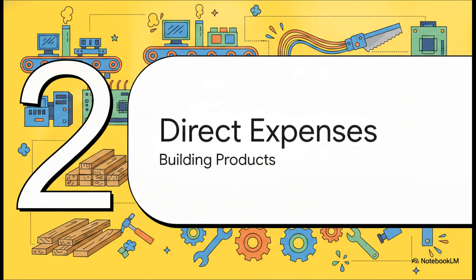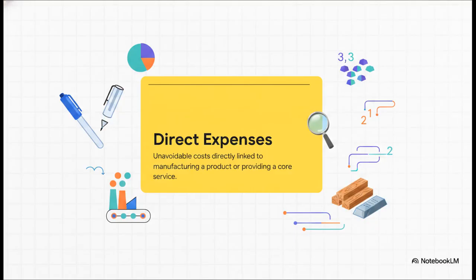This is all about building products. So direct expenses are those unavoidable costs that are directly linked to manufacturing a product or providing your core service. The key word here is physical. You can physically touch, or at least mathematically attribute, these costs to the specific item you're making. Think about a standard pen, right? The exact plastic molded to make the casing, the exact ink inside the cartridge, those are direct expenses. You literally cannot make the pen without them.